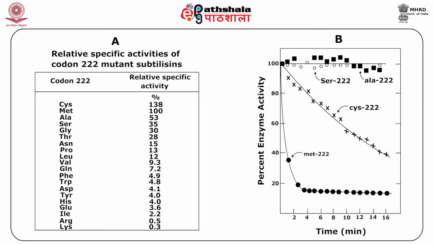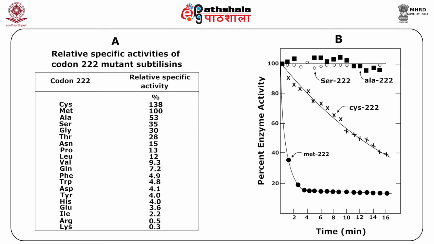So in an attempt to do that, methionine 222 was replaced by one of the groups with the other 19 amino acids. Remember, one at a time, by site-directed mutagenesis. So this table basically represents what those people obtained as a result of these 19 substitutions. Replacement with cysteine gave us 138% relative specific activity, keeping the 100% activity with the methionine at 222 position.